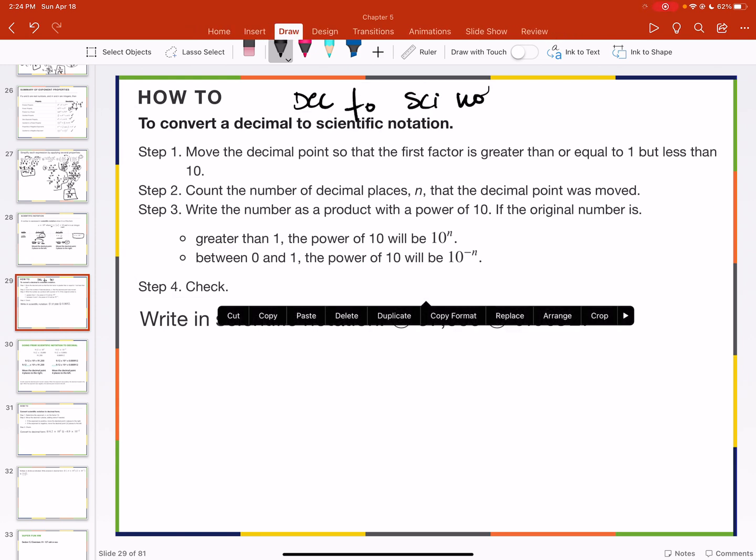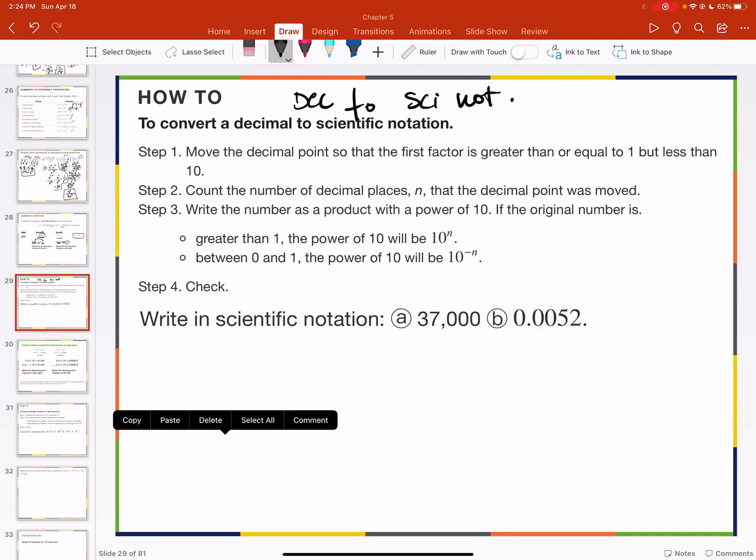scientific notation, okay, first thing you need to do is move the decimal point until the first number is greater than or equal to 1 but less than 10. Then count the number of decimal places that the point was moved. And then we write the number as a product with the power of 10. If the original number is greater than 1, or in other words, is large, the power of 10 will be positive. And between 0 and 1, a decimal, the power of 10 will be negative.